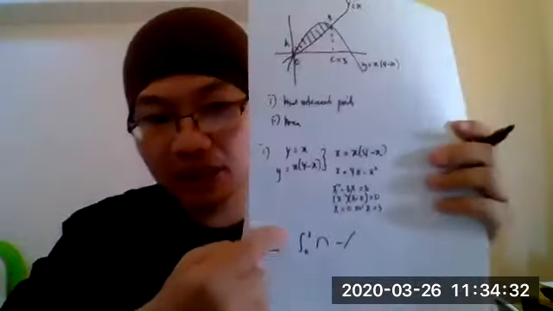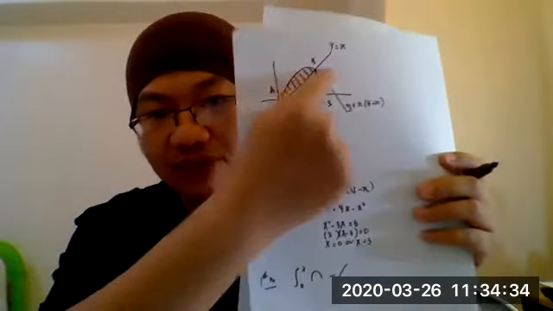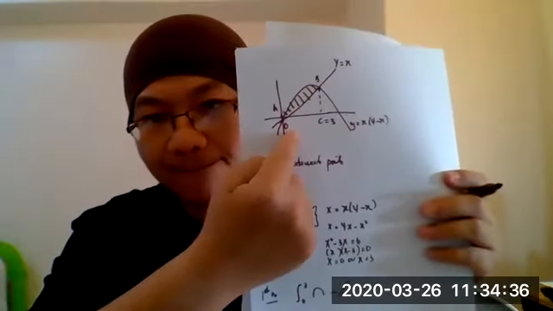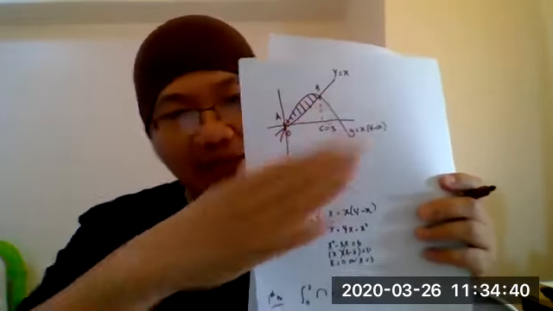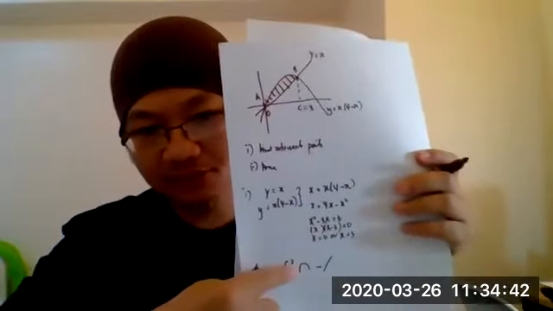So, we must use the integration 0 to 3. The curve minus straight line. Okay, it's supposed to be the curve minus straight line. Why? Because the curve is the top minus the base of the shaded region, which is the straight line.